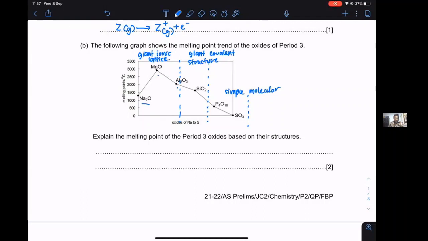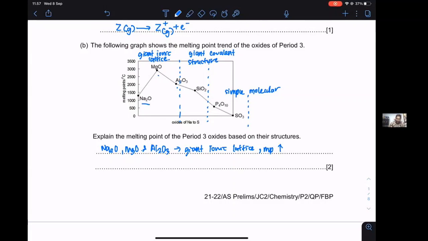So what you need to tell: Na2O, MgO, and Al2O3 have giant ionic lattice. Therefore, the boiling point and the melting point, in this case they mention melting point, therefore the melting point is higher. No need to differentiate, no need to tell why Na2O is a bit lower. It's actually not in your syllabus. If they ask, you need to know it's related to the structure, but it's not that important. So you just need to explain about that.